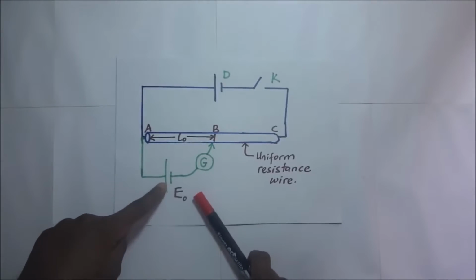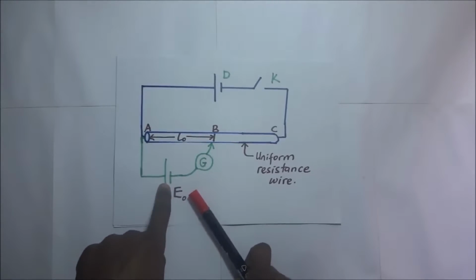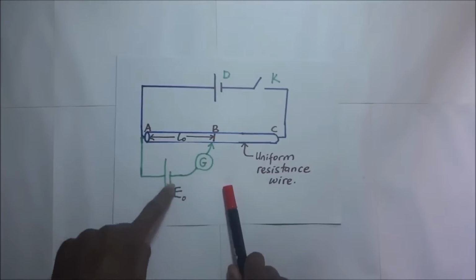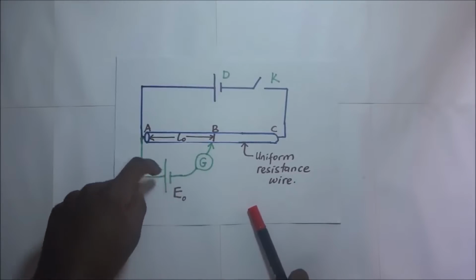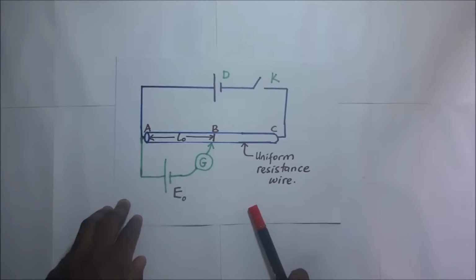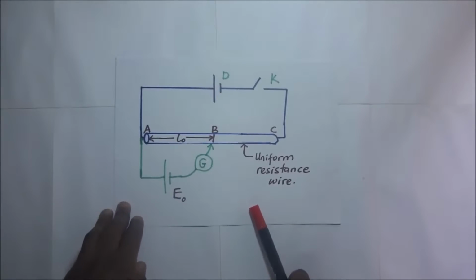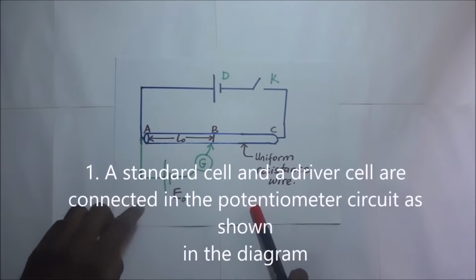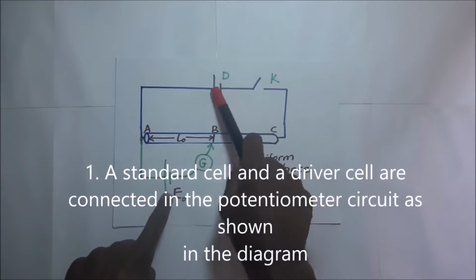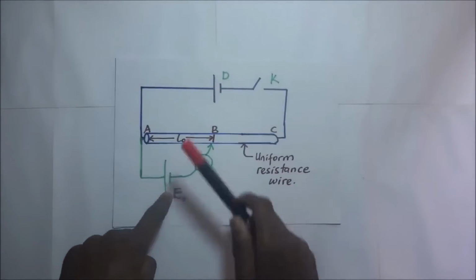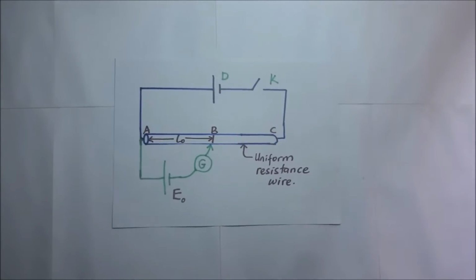cell whose EMF is known. That's why we call it a standard cell. This is a standard cell, and by definition a standard cell is a cell whose EMF is known. So the first step here is that a standard cell, which is in this case E0, and a driver cell, which is right there, are connected in the potentiometer as shown.